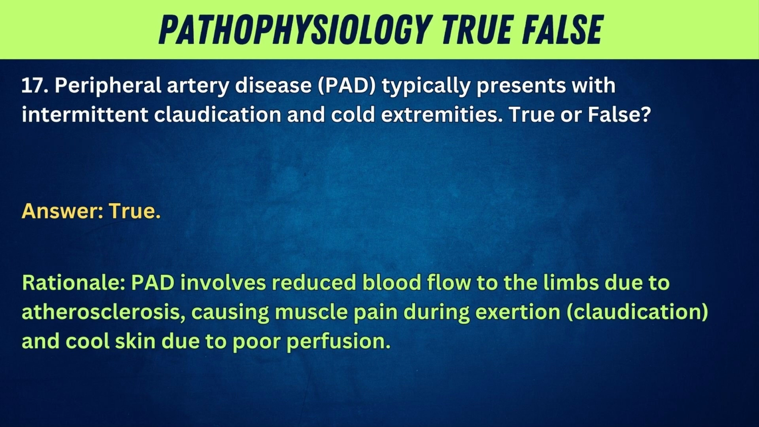17. Peripheral artery disease, PAD, typically presents with intermittent claudication and cold extremities. True or false? Answer: true. Rationale: PAD involves reduced blood flow to the limbs due to atherosclerosis, causing muscle pain during exertion, claudication, and cool skin due to poor perfusion.